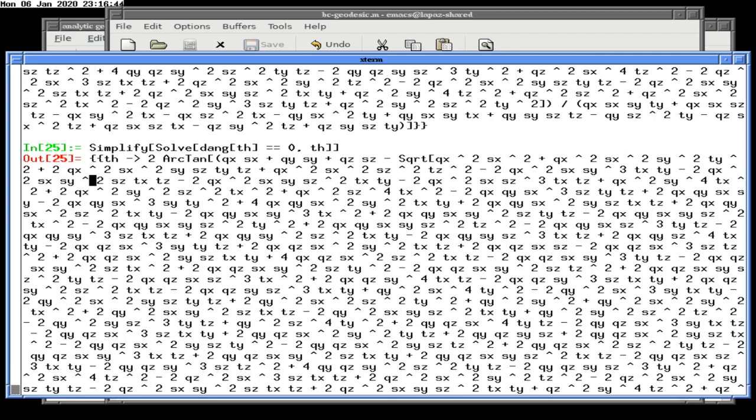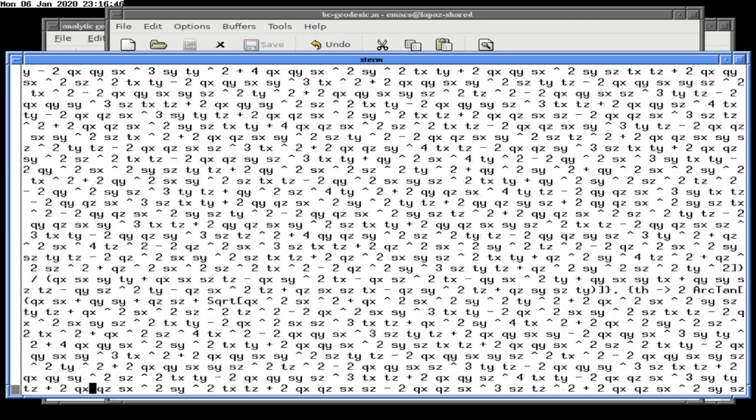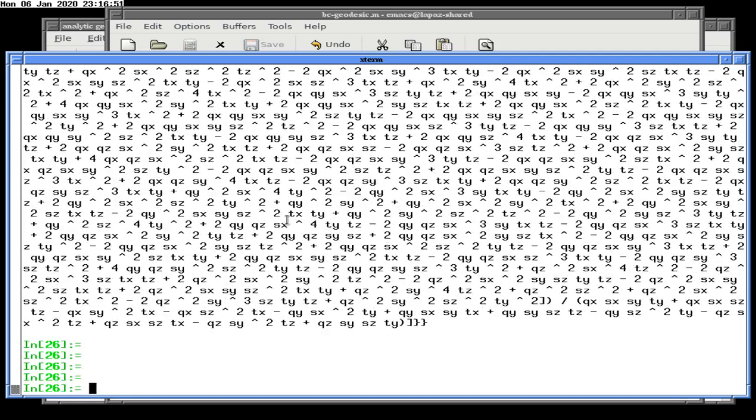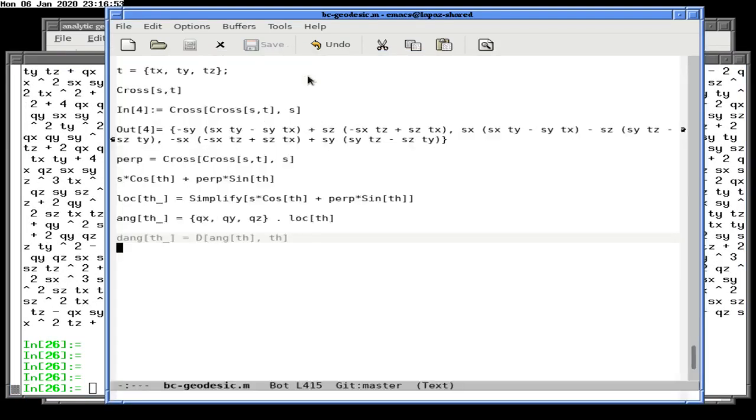And there you have it, the lovely closed form formula. I think this is actually uglier than the matrix we were going to create that normalizes the position of S and T to be on the equator. Mother of God. Okay. Wow.